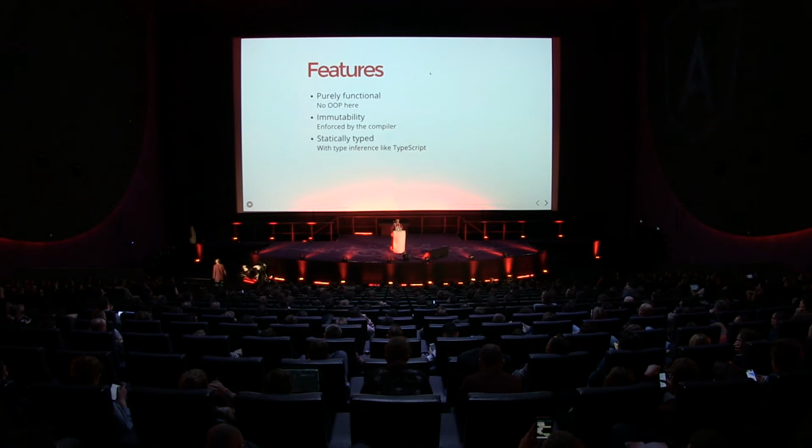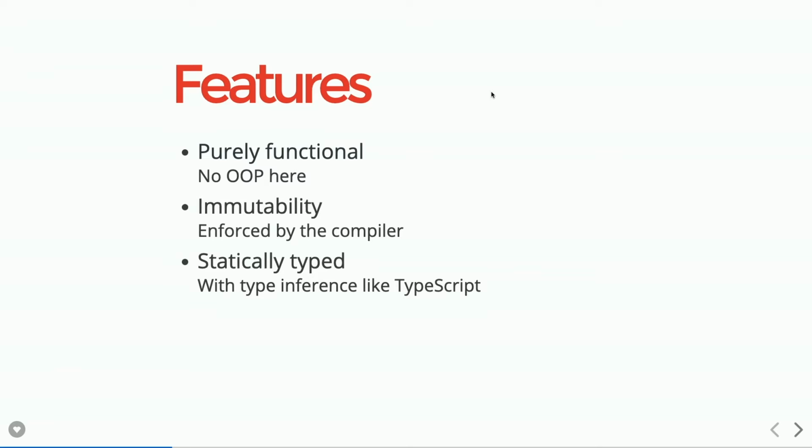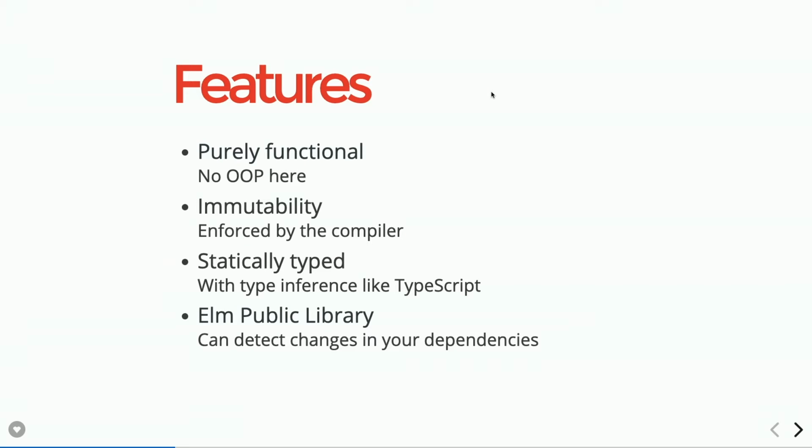So it is purely functional. There is no object-oriented programming here. It forces immutability by the compiler, and it's statically typed. So it has some similarity with TypeScript. If you are familiar with TypeScript, you're going to catch Elm probably pretty fast. And it has this Elm public library, which is like NPM for Elm, which is very cool, because it can detect changes in your dependencies. So if a dependency is not compatible with your application, it's going to tell you before you install.